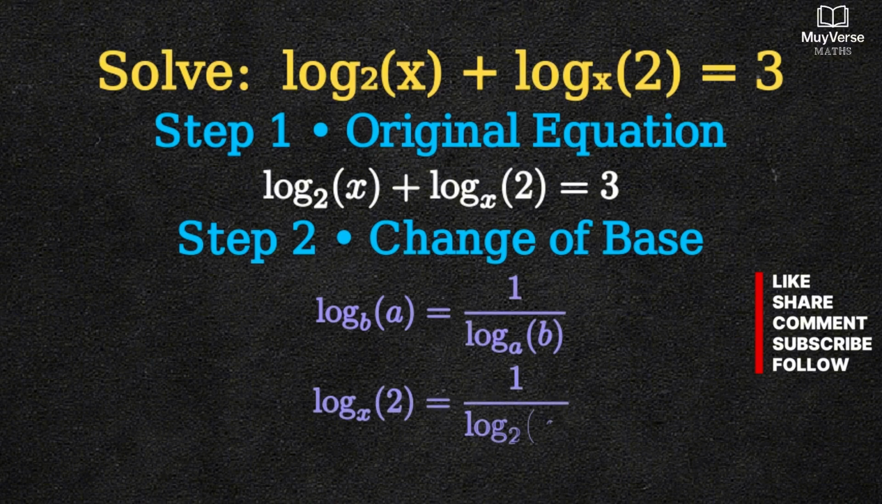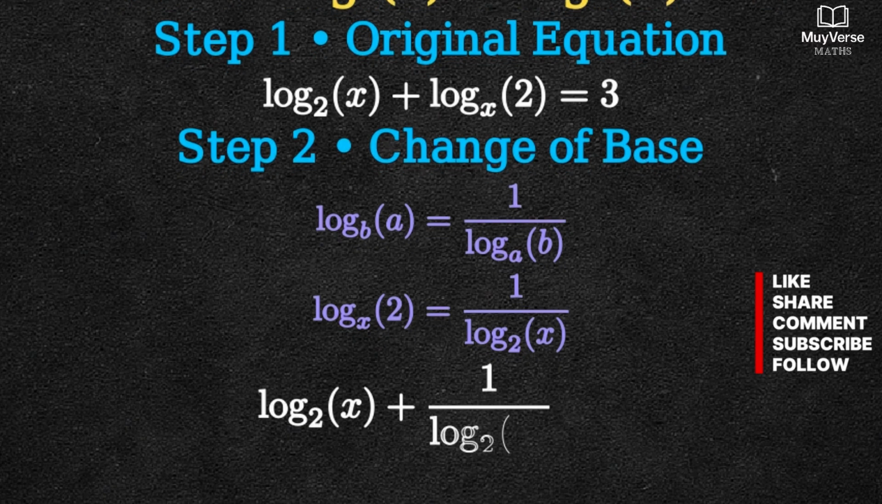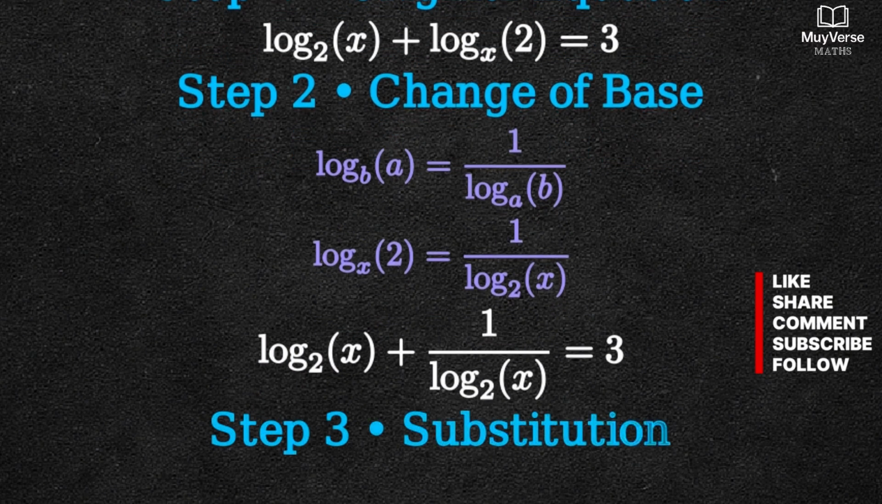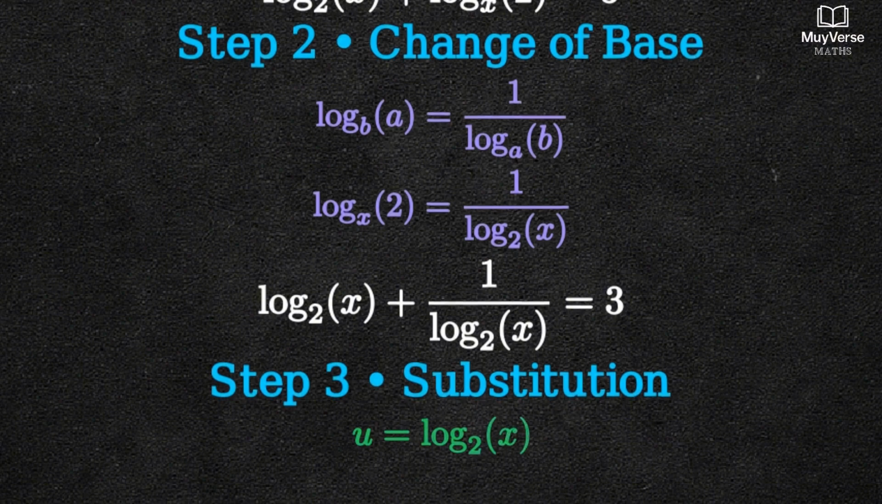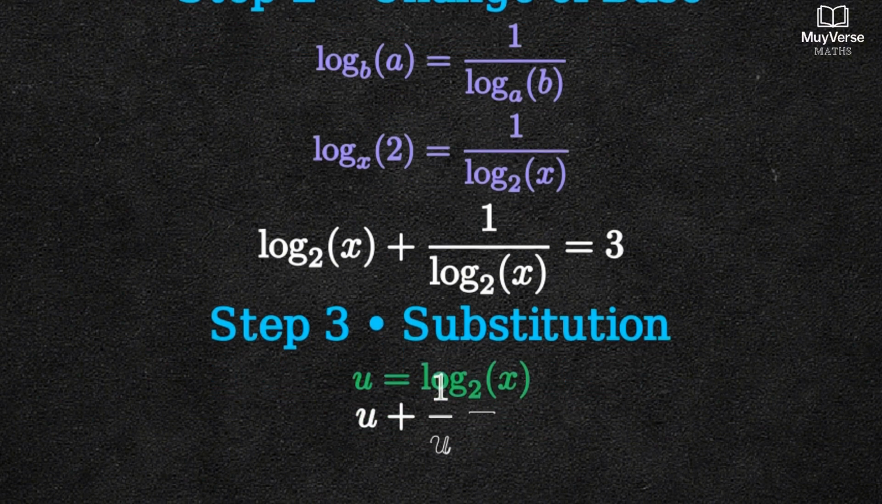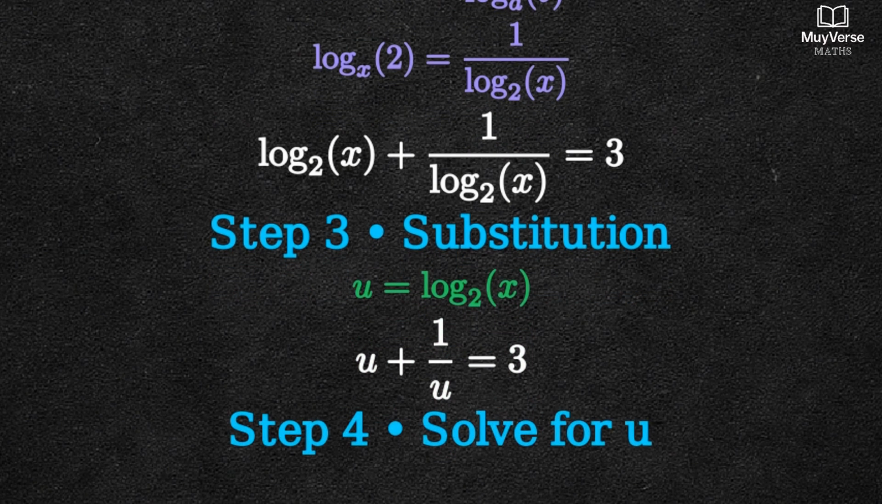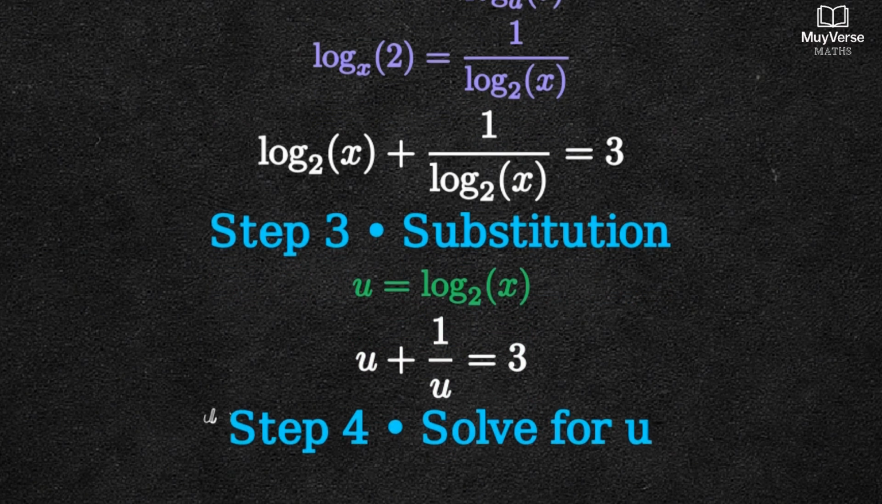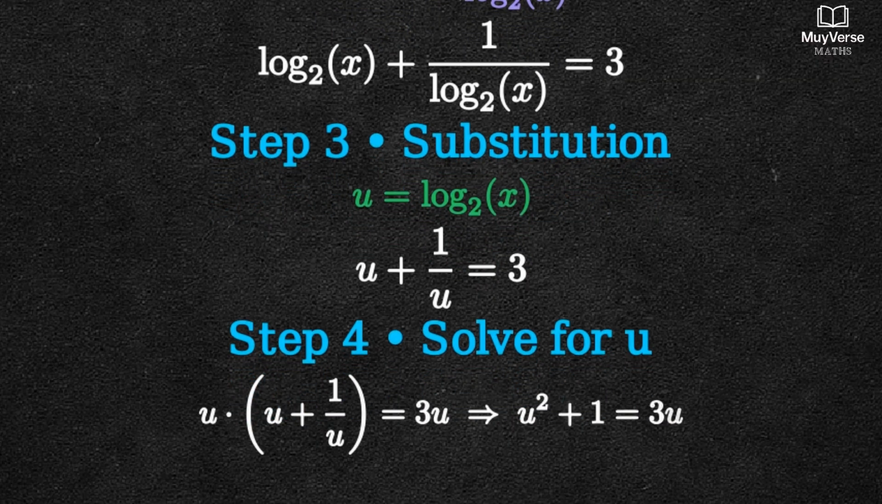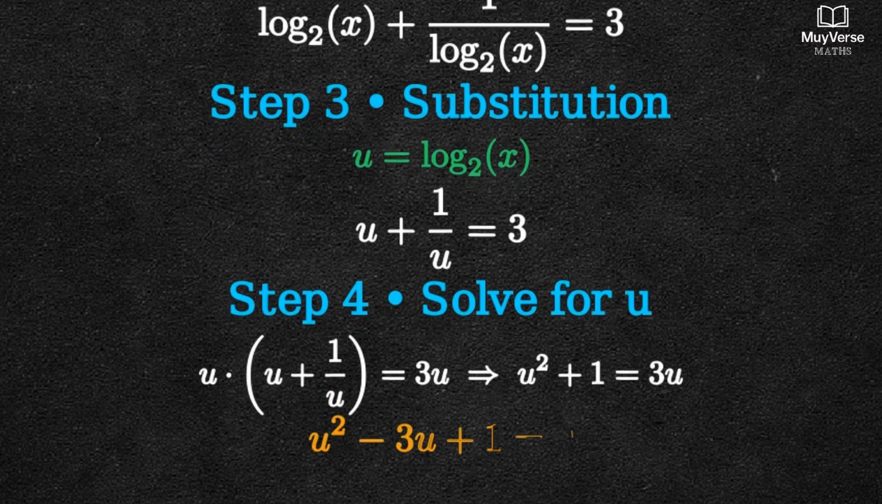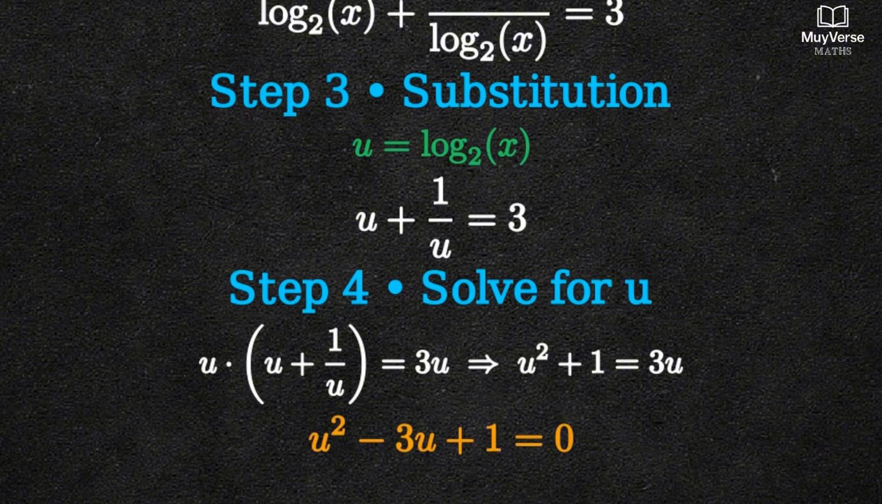Step 3. Introduce a substitution to simplify. Let u equal log base 2 of x. Then the equation becomes u plus 1 over u equals 3. Step 4. Solve for u. Multiply both sides by u. We get u squared plus 1 equals 3u. Bring everything to one side. u squared minus 3u plus 1 equals 0. Use the quadratic formula.